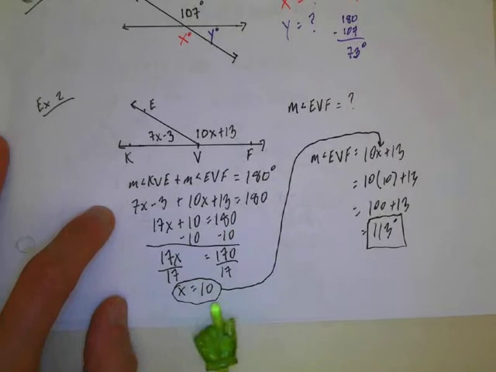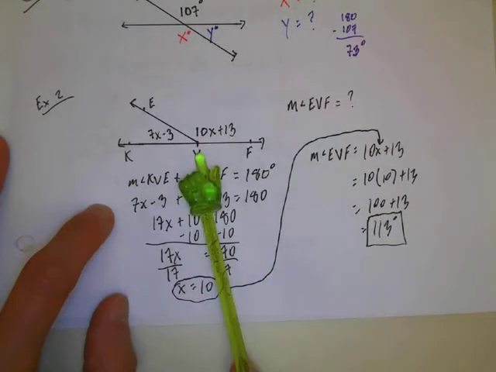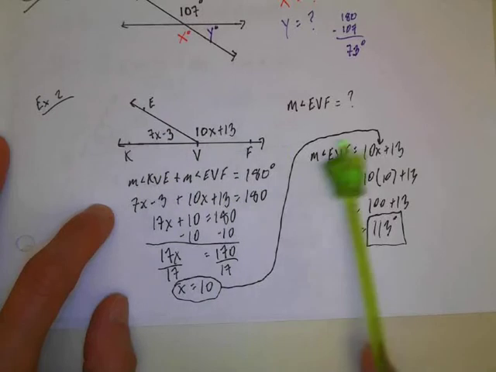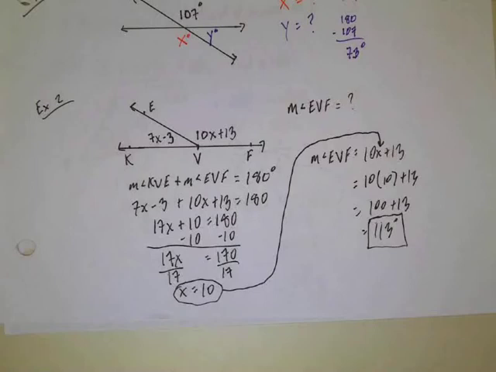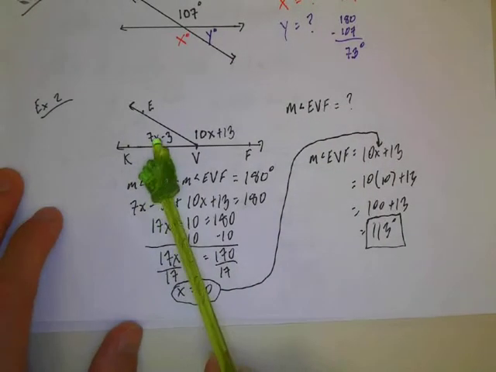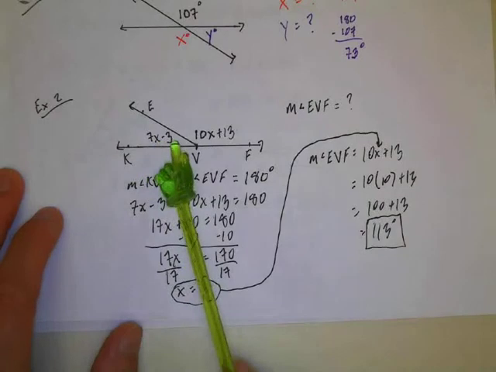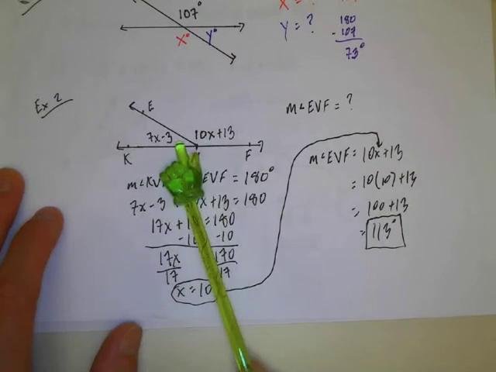We plug in, we solve, we get what x is, and we have to answer the question. They're asking what's the measure of angle EVF. Plug it in, 10 times 10 plus 13 is 113 degrees. One way to check this is to plug it into the other side. 7 times 10 is 70 minus 3, which is 67. You add them together equals 180.